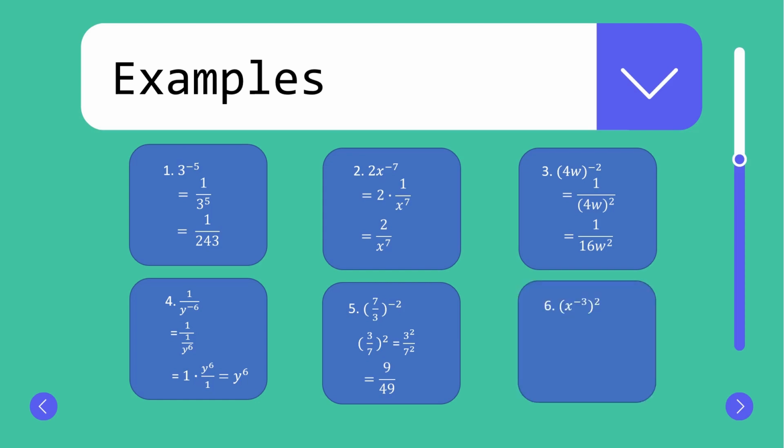Our next example is x raised to negative 3 raised to 2. Let's apply first the power of a power rule, wherein we will multiply the negative 3 and positive 2. So it will result to x raised to negative 6. Then we take the definition of negative exponents. So this becomes 1 over x raised to 6.